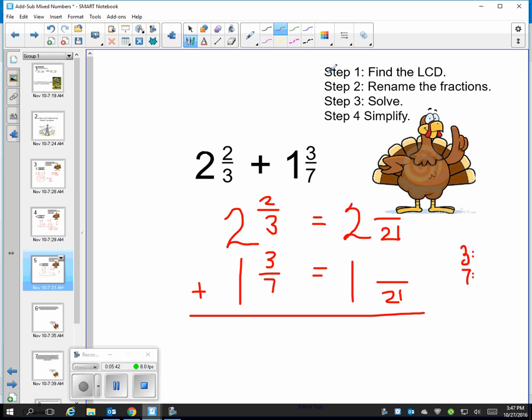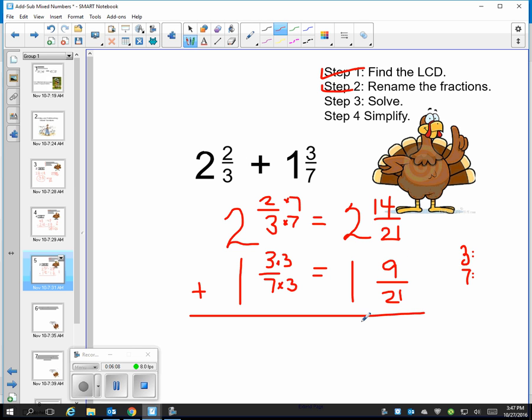Okay, then that was step 1. Step 2, rename. So 3 times what is 21? 7. So if I multiply the bottom by 7, I've got to multiply the top by 7. 2 times 7 is 14. Okay, 7 times what is 21? 3. When I do the bottom, I have to do the top. 3 times 3 is 9.